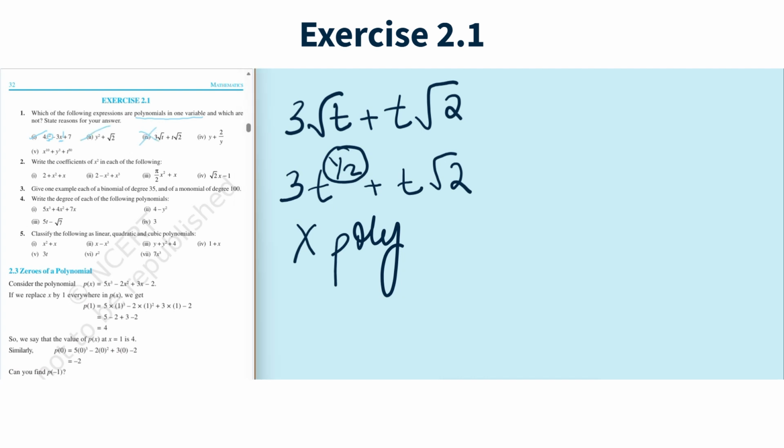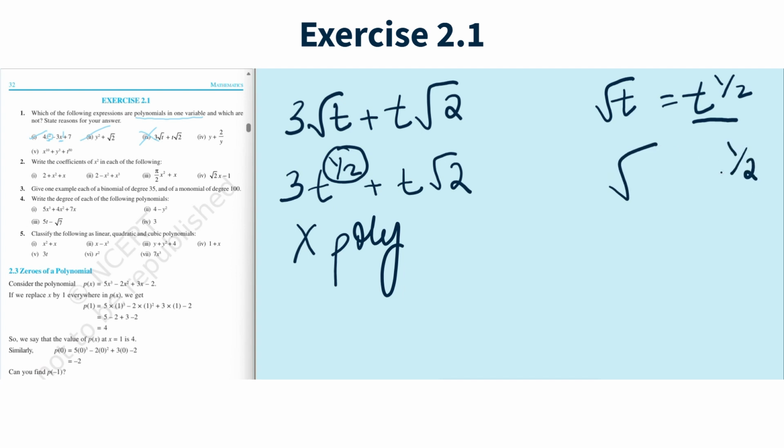Now, how did we get root t as t to the power of 1 by 2? Whenever I have an expression or a number or an alphabet under a square root, I can write it as that thing to the power of 1 by 2. So basically, your square root is nothing but the reciprocal of your square. Let's say I have root 2; it can be written as 2 to the power of half. Let's say I have root 7a; I can write this as 7a to the power of half, or 1 by 2. So with that respect, that is not a polynomial.